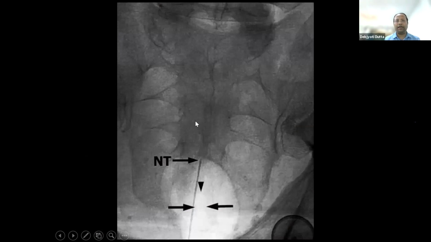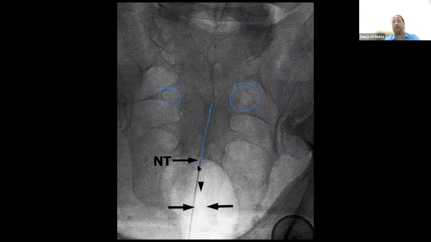I will show you. In the AP view, of course, the needle will be in the midline position. In the AP view, we will see that the needle is going in the midline position, and we can go up to the S2 foraminal level if we are doing it under X-ray. So this is the starting of the needle. The needle can go up to this much. Here you can see one foramen clearly, and the upper foramens are not clearly seen, but it is a picture only. So up to the S2 foramen, you can go.